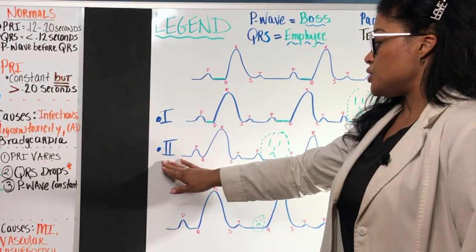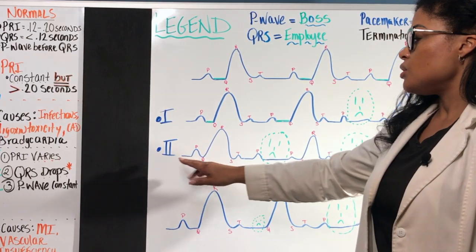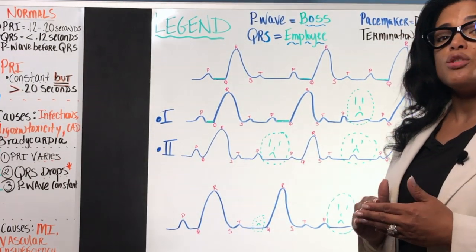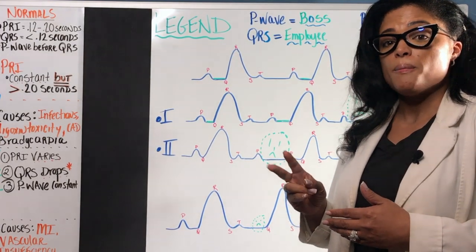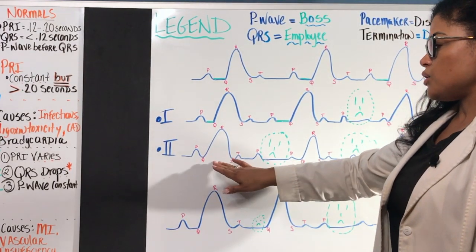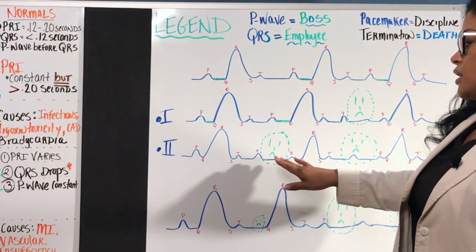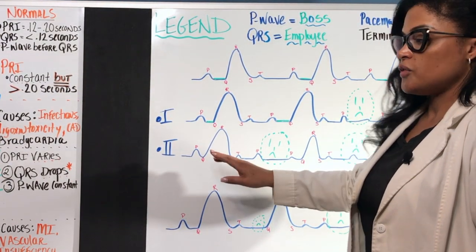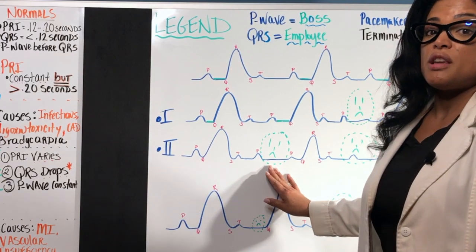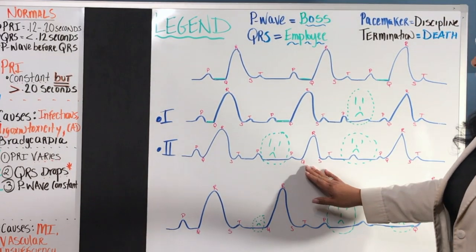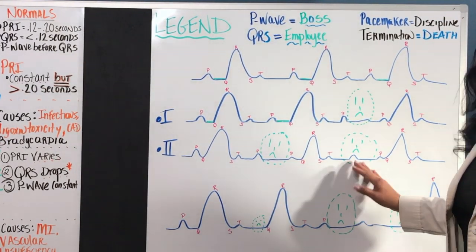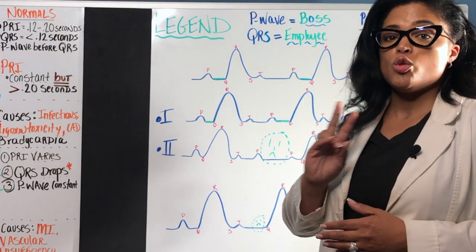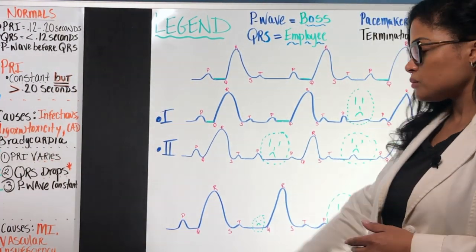Then you have type 2. In type 2, the boss is always there, which is the P wave is constant, but you don't have that 2 in a row minimum. The P wave is there, the QRS, the P wave is there, the QRS drops. So on Monday, they're late at 9, the boss is still waiting. On Tuesday, they don't show up. On Wednesday, they're late. On Thursday, they don't show up, but the P wave or the boss is always there. No 2 in a row minimum.